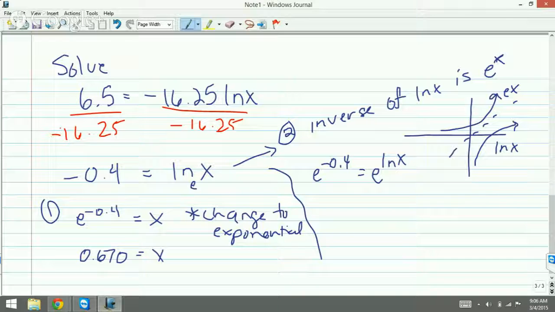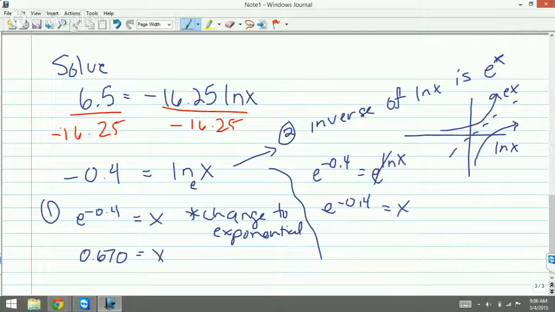I'll raise everything to the power e to the power of whatever's on each side. Okay, e and natural log are inverses, so what happens? Yeah, these two are gone. So, and you can see the effect is the same as the one on the left. It's just a different way to think about it, if you want.